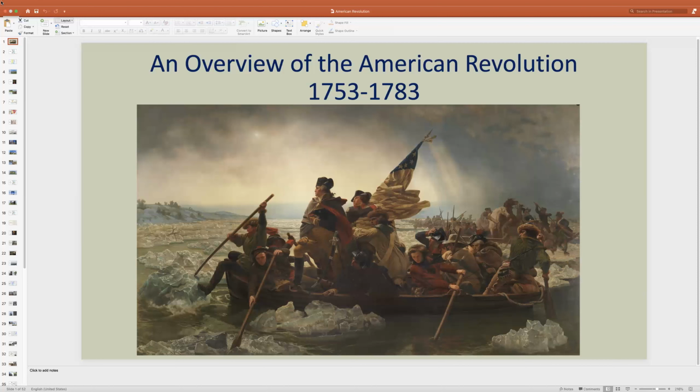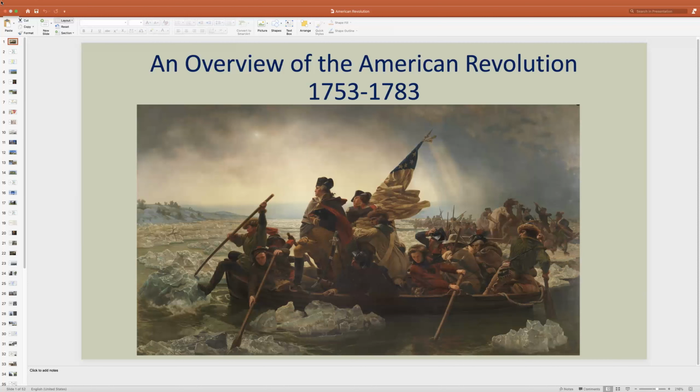But to backtrack just a little bit, before 1753, there were European claims to North America. Great Britain's claim was from John Cabot, who cited Nova Scotia and Virginia in the early 1500s, Jamestown in 1607, and Plymouth in 1620 by the Pilgrims. Those were the claims of Great Britain to country in North America.